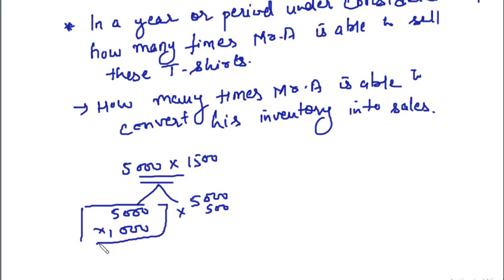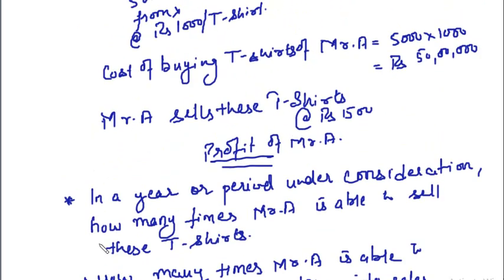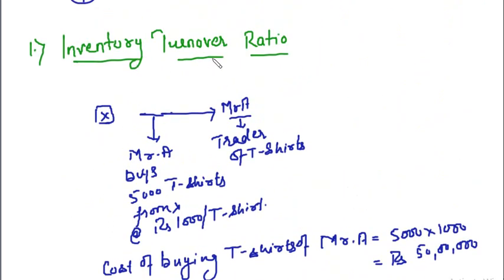So this is the main motive of calculating inventory turnover ratio. That is, how many times in a year you are able to turn your inventory into sales, and through those sales, through the revenue that you have earned, you are able to recover your cost.